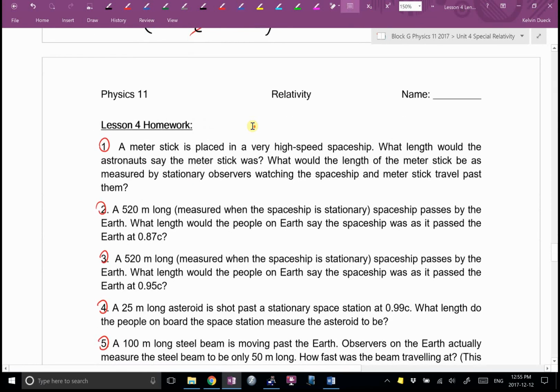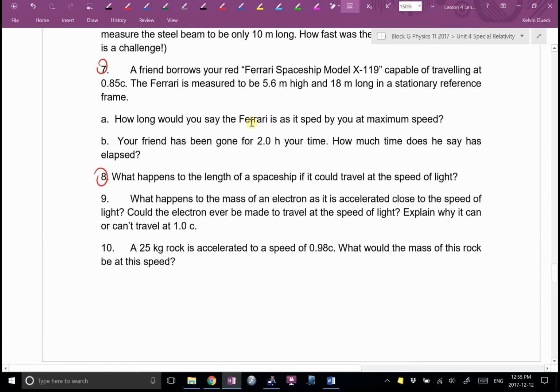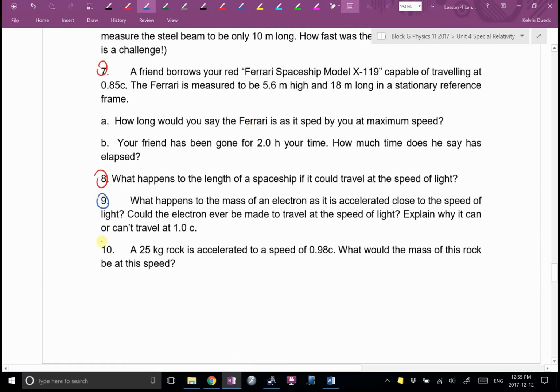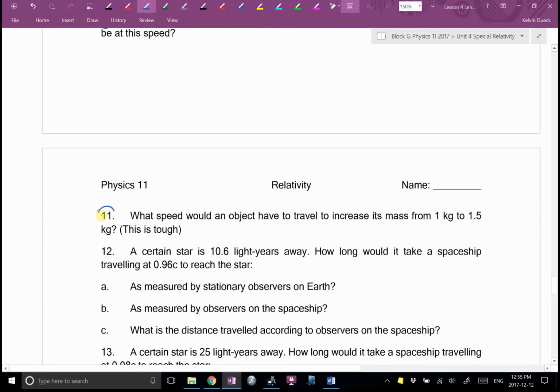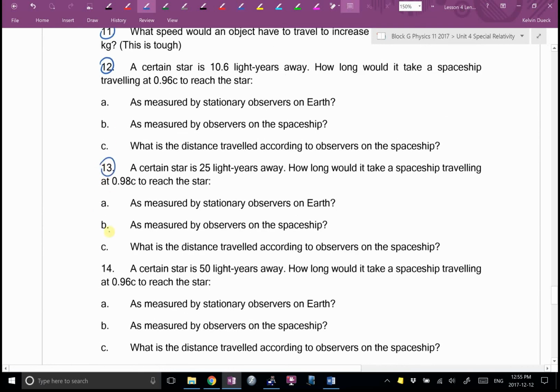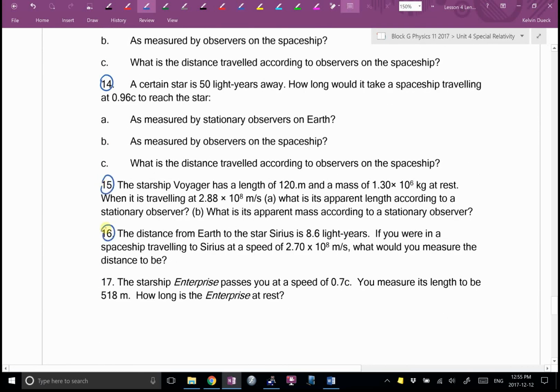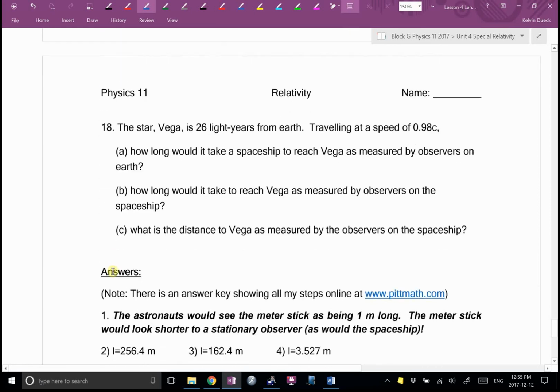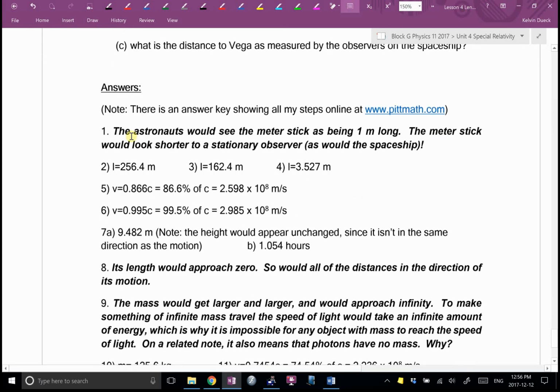So what's your homework? I already said you could try 1, 2, 3, 4, 5, 6, 7, 8, but now you can also try the ones that involve mass. So 9, 10, 11, 12, 13, 14, 15. I'm going to assign all of them, 16, 17, and 18. I've put an answer key showing all my steps online for the time dilation one. It's under block G. I did attach the answers, but if you were wondering how I got the answers, I'll throw an answer key online as well. You have time now to work on the homework, but I also have some cool, crazy videos to show you.